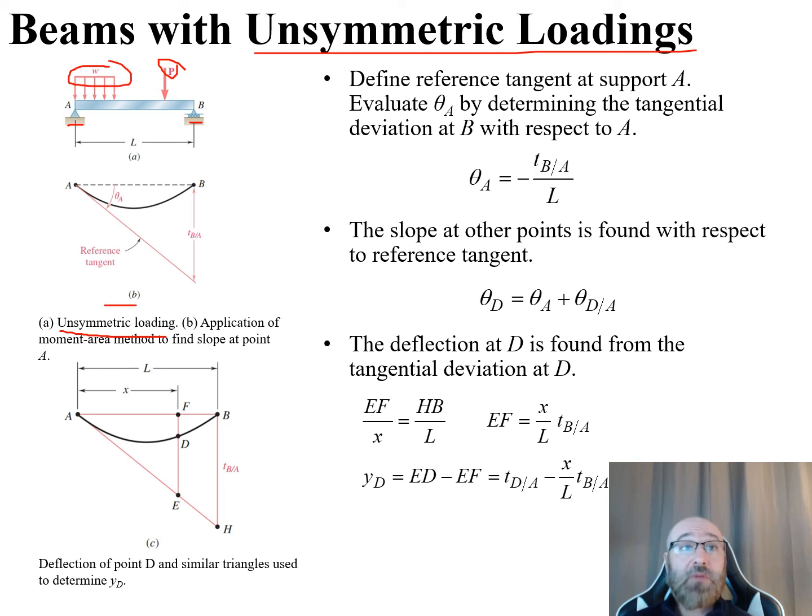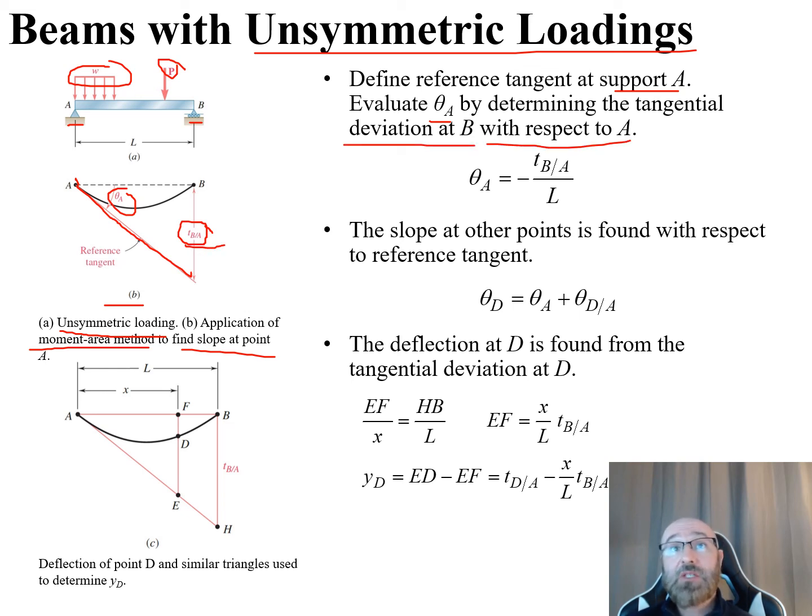So in part B of this diagram, we can see the application of the moment area method to find the slope. There's our reference tangent right here coming off of A. There's our T of B relative to A, and there's this angle theta sub A. So we can define the reference tangent at support A and evaluate our theta A by determining the tangential deviation at B. There's our tangential deviation of B with respect to A. That gives us this equation where our theta A is equal to that tangential deviation at B with respect to A divided by L with a negative sign in front of it.